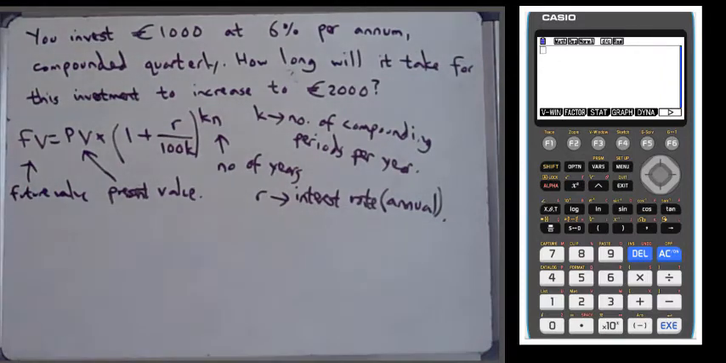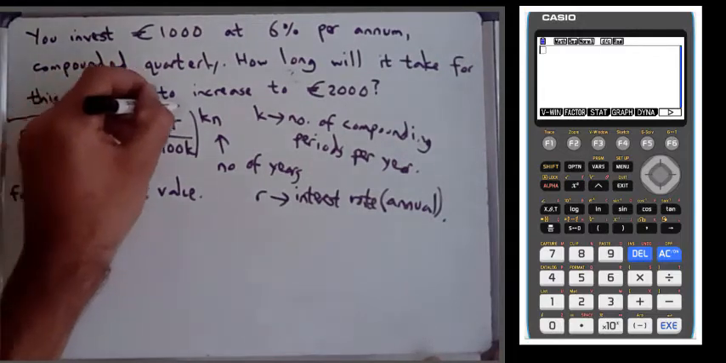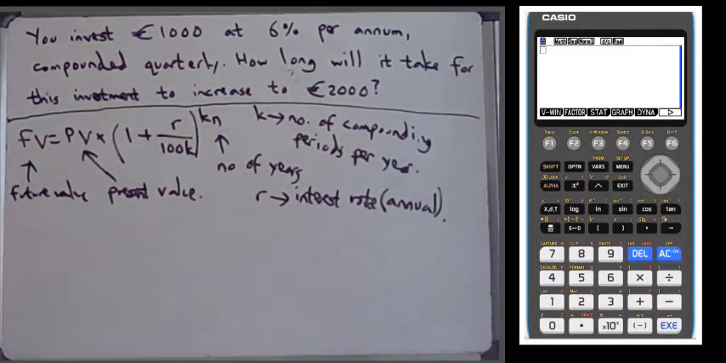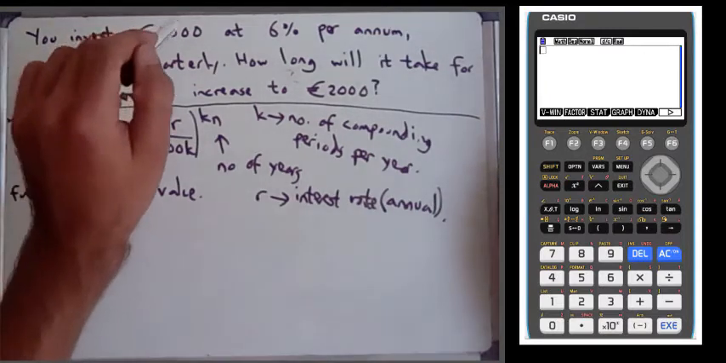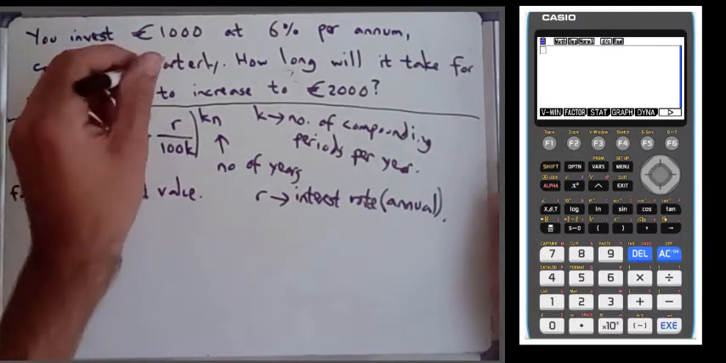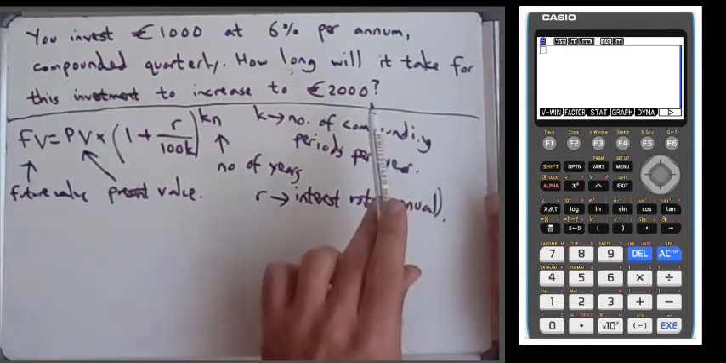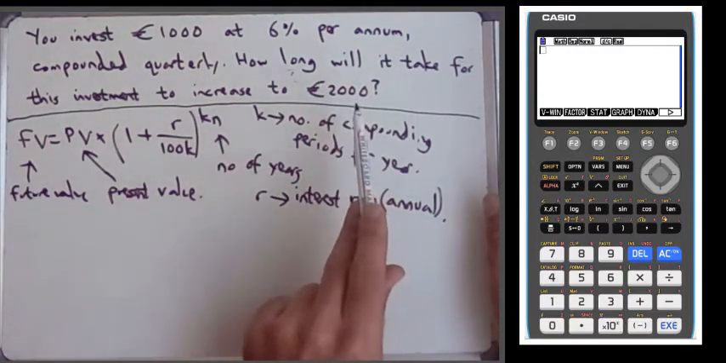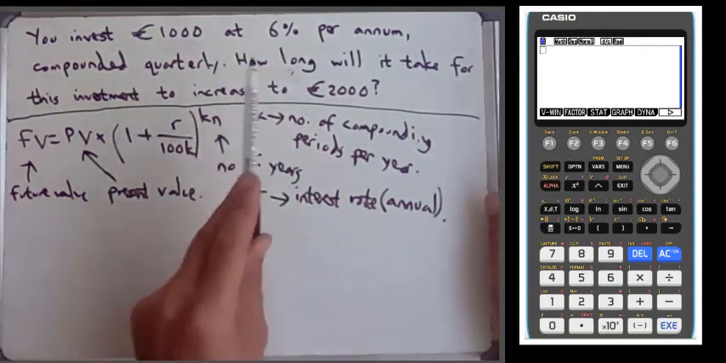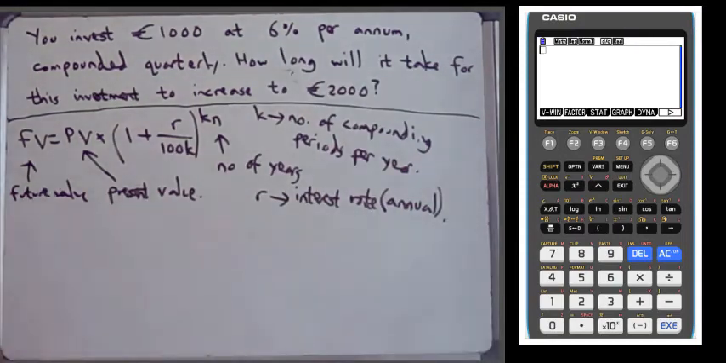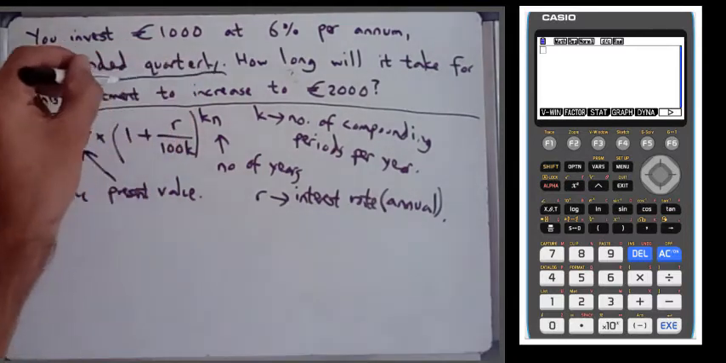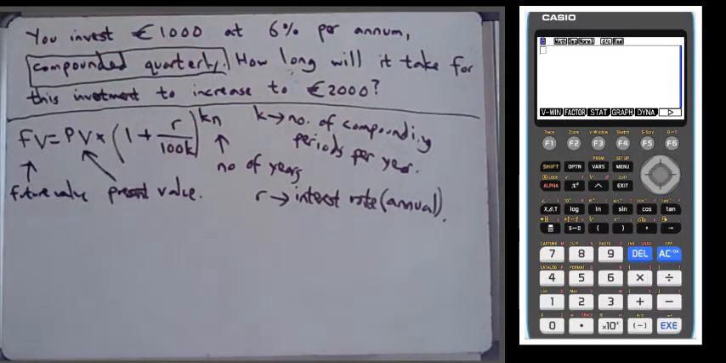Okay, so we say you invest €1,000 at 6% per annum, compounded quarterly. How long will it take for this to increase to €2,000? So what we have, the 1,000 is the present value. The future value is the 2,000 because we want it to increase to this in the future. 6% is the R, the interest rate per annum. Compounded quarterly is where we get our K from. If it's compounded quarterly, that means there are 4 compounding periods per year.